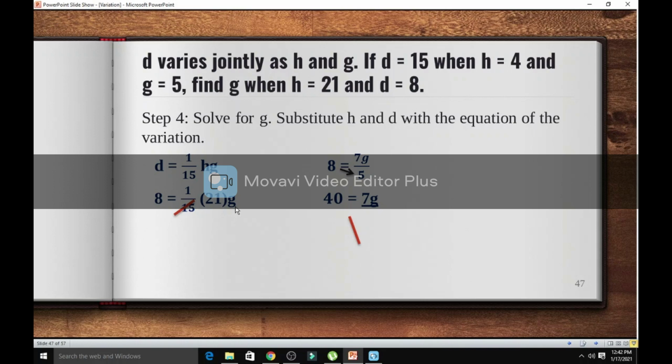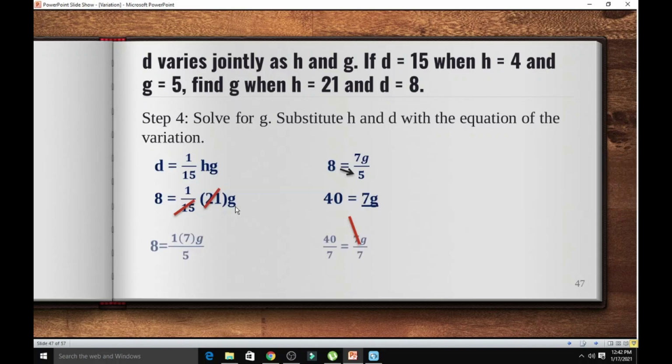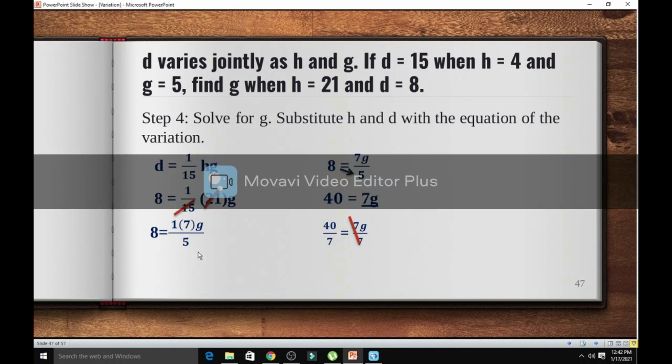So, yung 15 and 21 are both divisible by 3. So, pag dinivide natin sa 3 yan, magiging 7 yung 21, tapos yung 15 magiging 5. So, simplify lang natin to. So, 1 times 7 is 7G over 5. So, 8 is equal to 7G over 5.